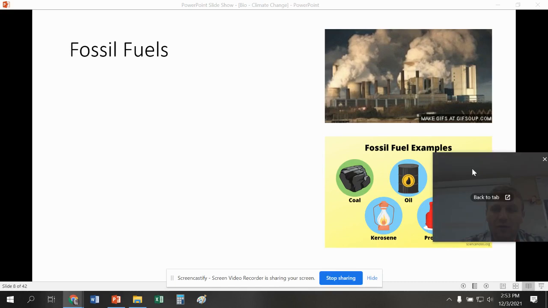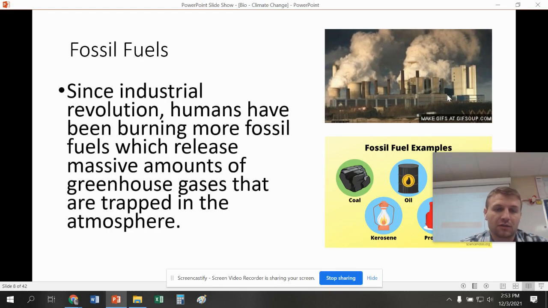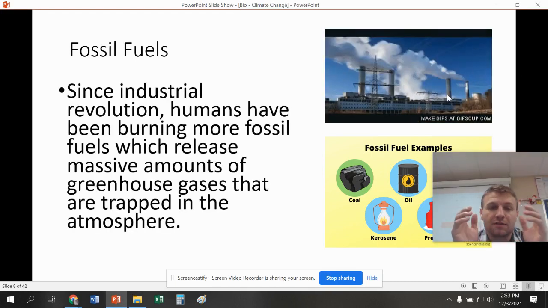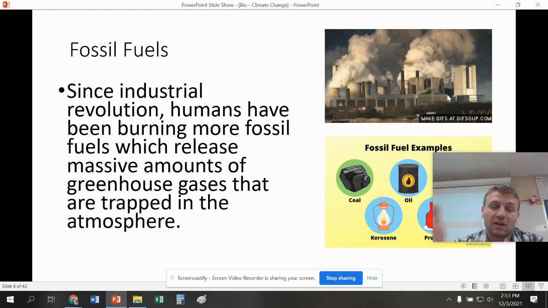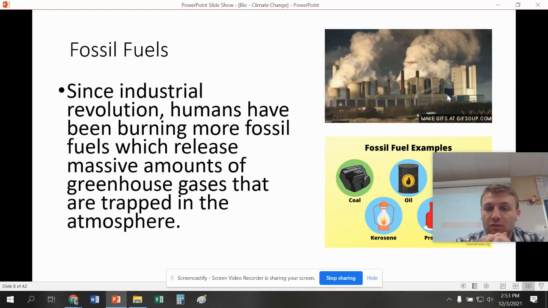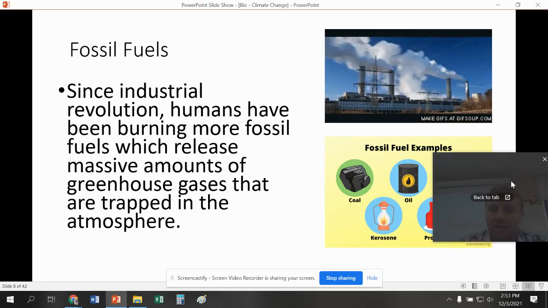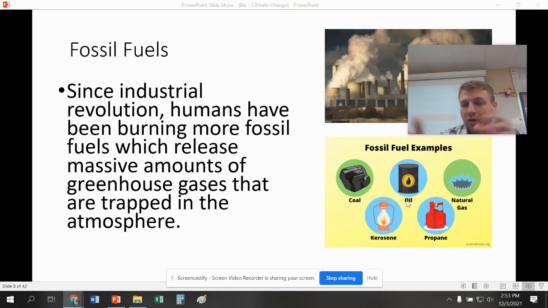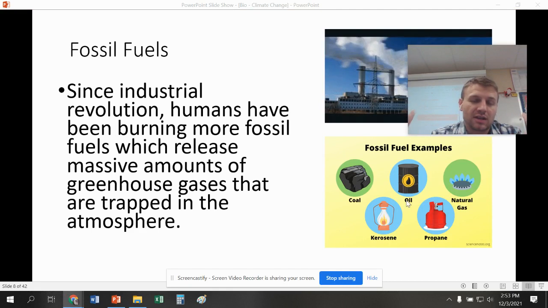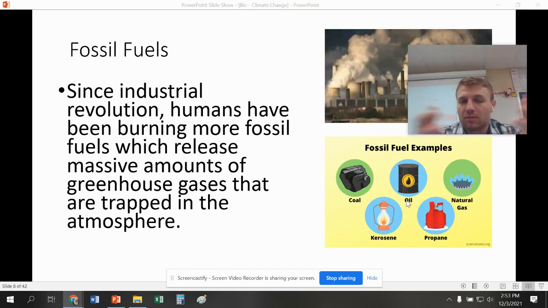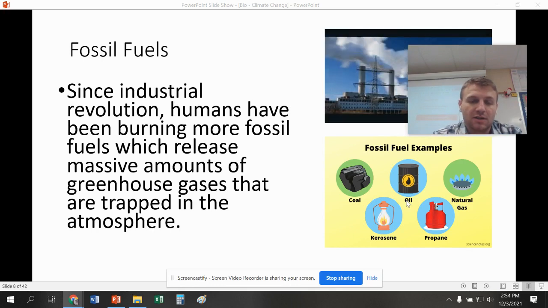Next are the fossil fuels that we're using. Obviously, since the Industrial Revolution, humans have been pumping a lot of greenhouse gases into the atmosphere because of the amount of fossil fuels we're using. Fossil fuels are like your coal, oil, natural gas, kerosene, and propane. And this is just because we're using things like cars, factories, and power plants that we need, that have been here for the past couple hundred years.